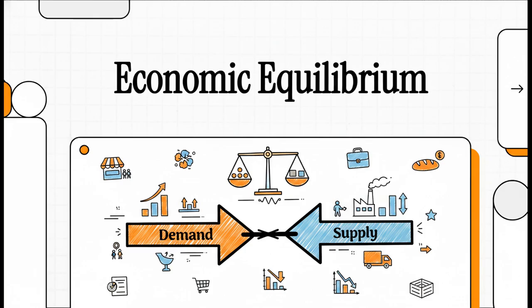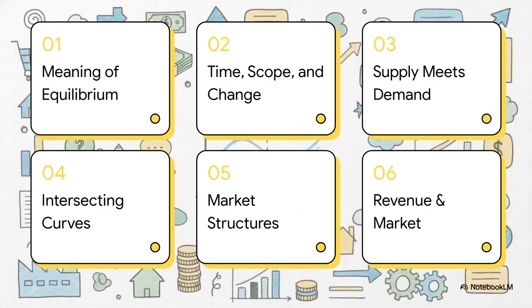Okay? Let's dive into this and uncover the hidden architecture of prices, supply, and demand through the lens of economic equilibrium. Here's our roadmap for the explainer. We'll be looking at the meaning of equilibrium, time, scope, and change, where supply meets demand, schedules and intersecting curves, types of market structures, and finally revenue and market conditions. All right, let's get right into it.